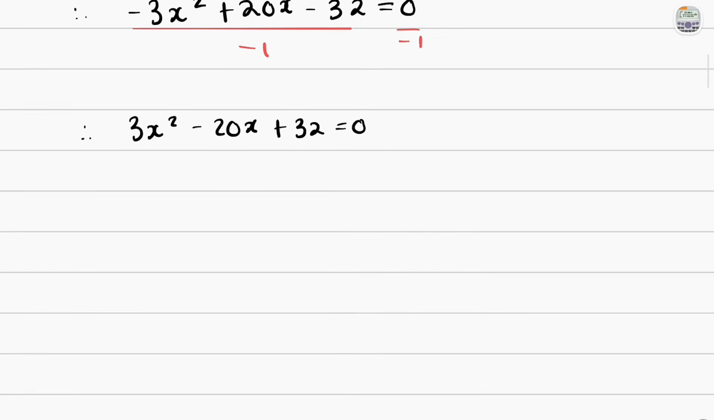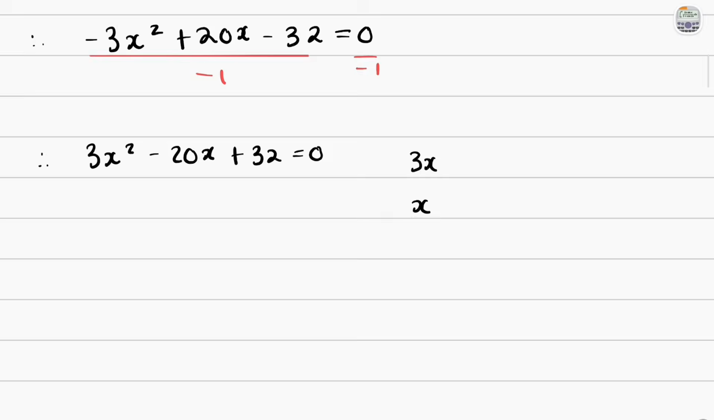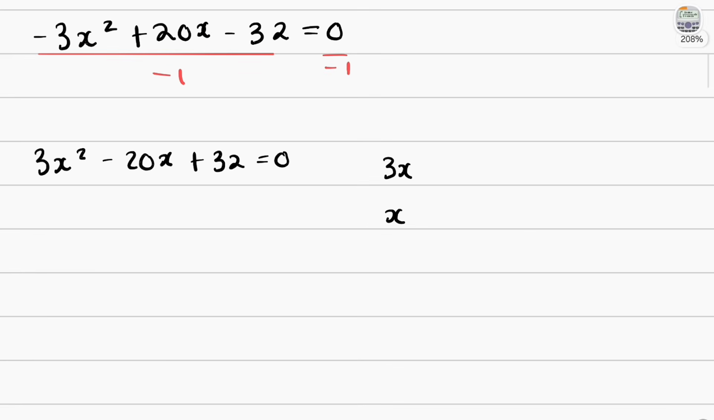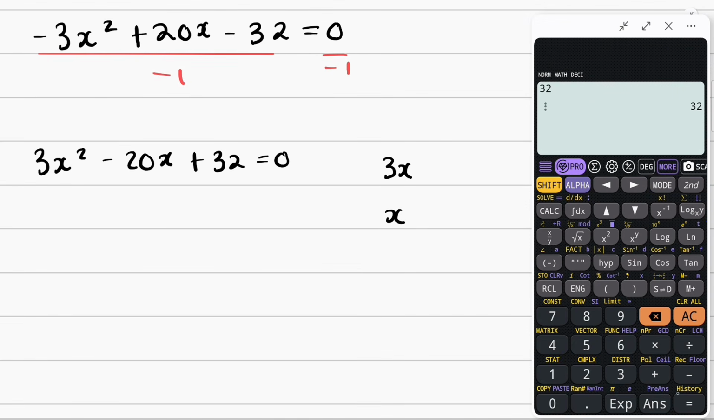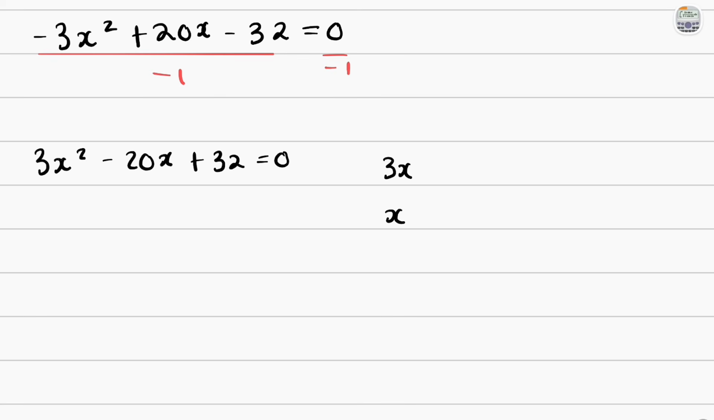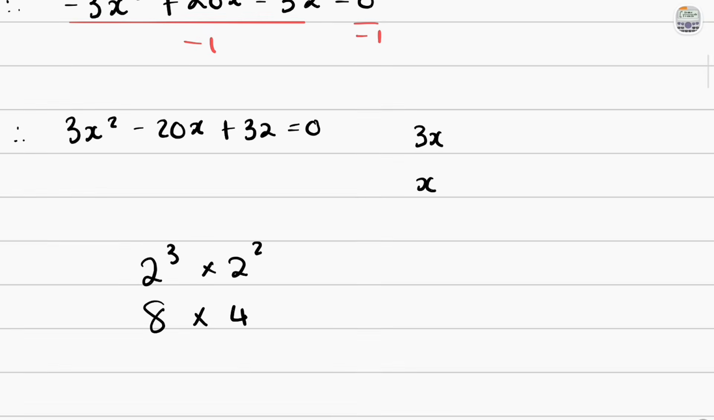And we need to factorize this. Okay, factors of 3x squared. 3x multiplied by x give us 3x squared. And then factors of 32, we need factors that can help us get 20. Okay, let's see. 32. Well, I'm just going to look at its factors. It's 2 all the way, like 2 times 2, and so on. You can say 2 to the power of 3 times 2 to the power of 2. So that's 8 times 4. Can that help to give 20?